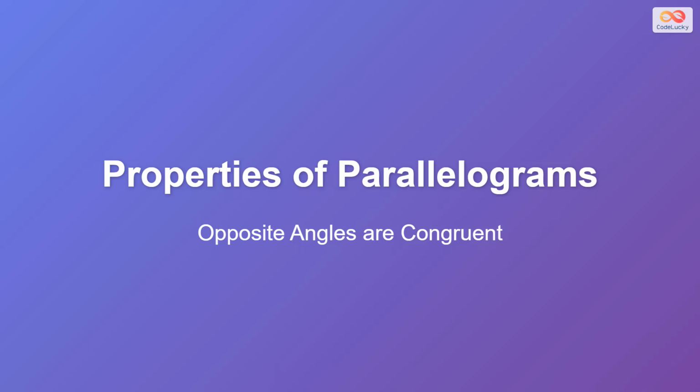Welcome. Today, we are going to explore a fundamental property of parallelograms, the relationship between their opposite angles. Specifically, we will understand why opposite angles are congruent, meaning they have the same measure.